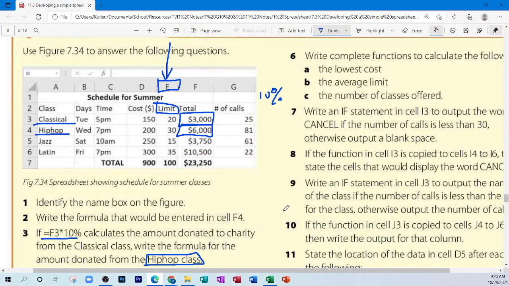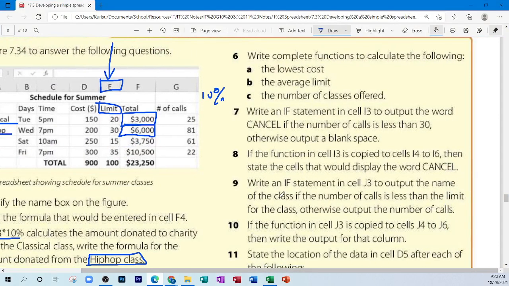Alright, so we're at question number 6. Write complete functions to calculate the following. So what is the function to calculate the lowest cost? Grace? It will be equal min open bracket D3 to D6 close bracket. Very good. Everyone has that? Doesn't seem so. Yes, sir. D3 to D6.